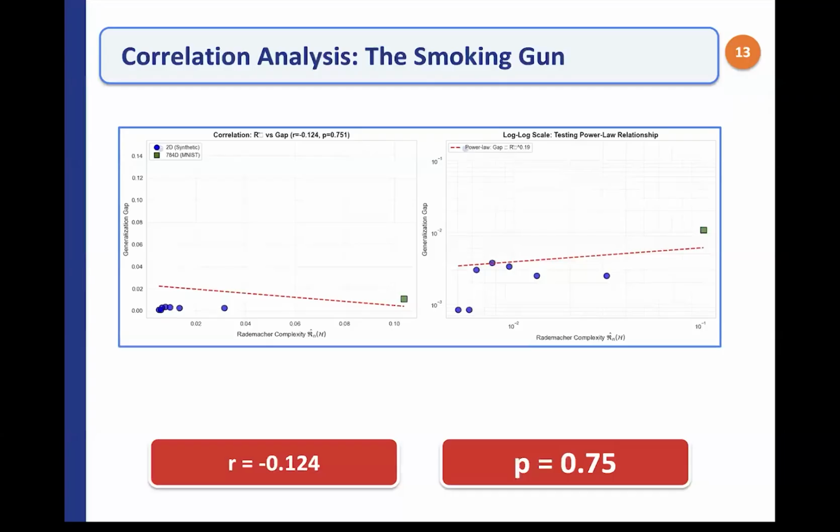I repeated this across 9 different experiments, with different sample sizes, data sets, and dimensions. Here, the Rademacher complexity is on the x-axis and the generalization gap is on the y-axis. The Pearson correlation is r equals negative 0.124 with p equals 0.75. So statistically, as I mentioned before, the Rademacher complexity has no predictive power for generalization in these experiments.